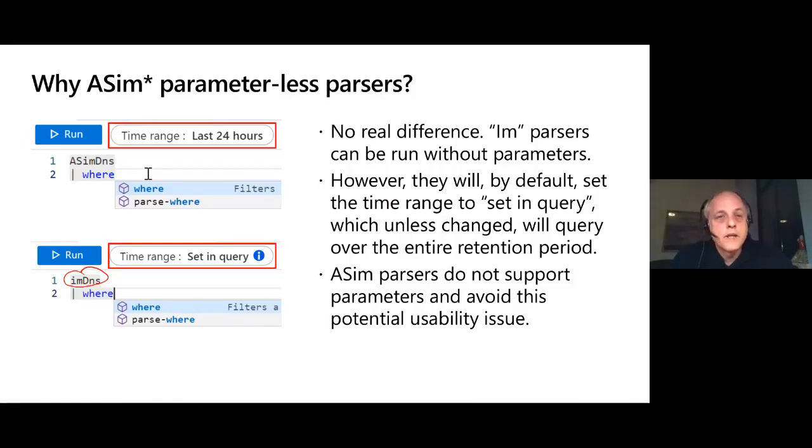So it's easier for an analyst. Anywhere else in rules, workbooks, hunting queries, and also interactively, if you want, you can use ASIM. ASIM is sort of for less experienced analysts, so they don't make the mistake with the time range picker.